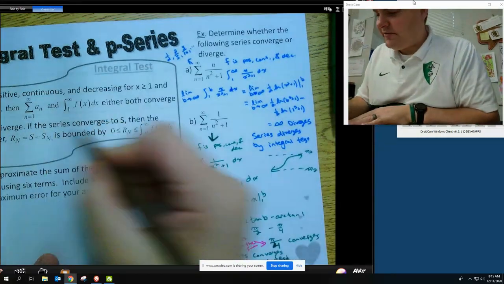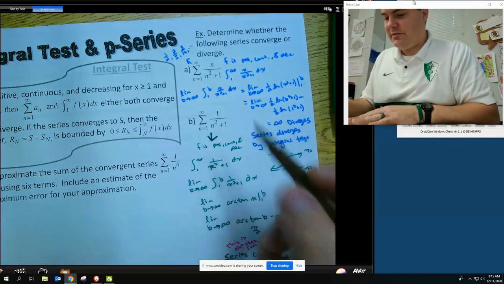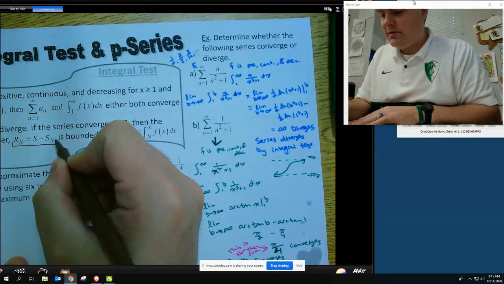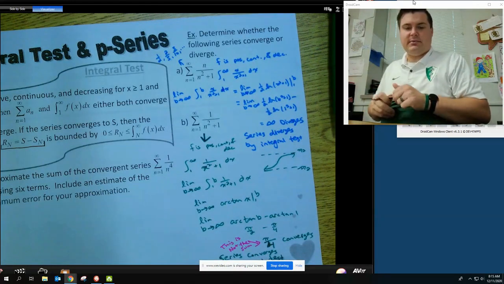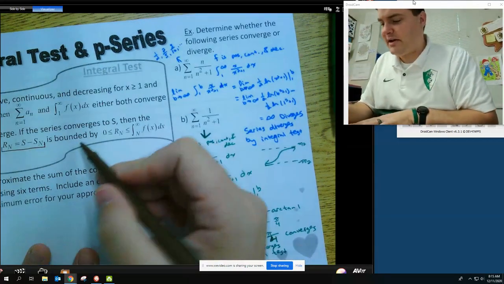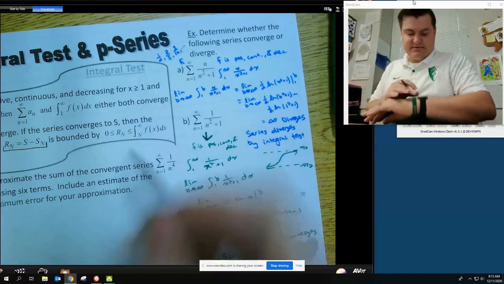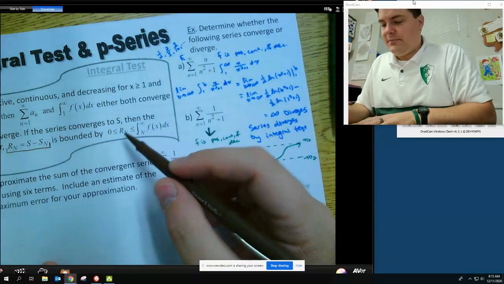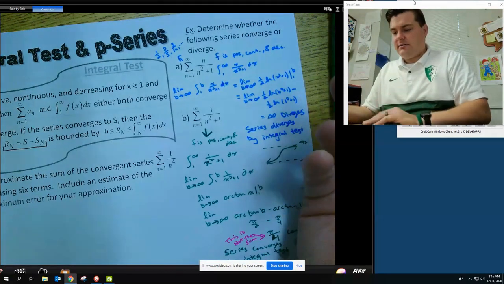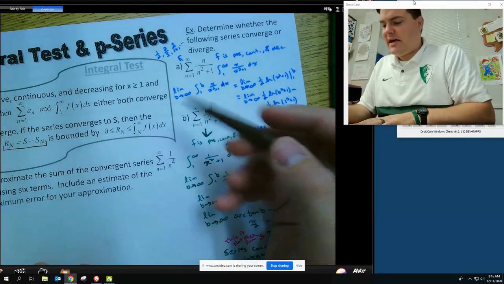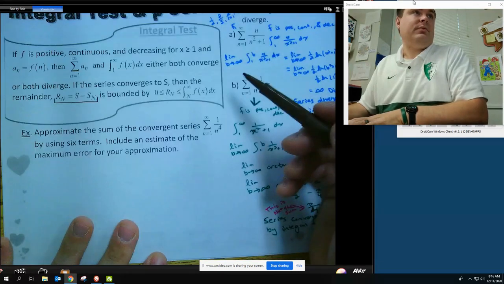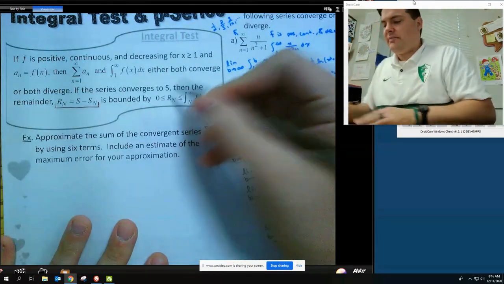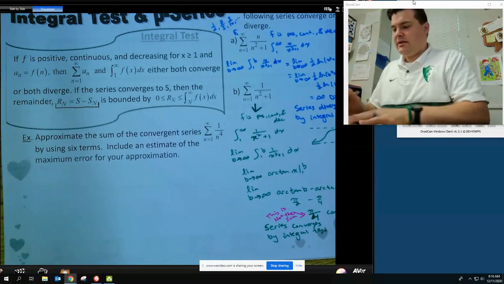If the series converges to S, then the remainder right here, which is the series minus the number of terms in the series, is bounded by 0 to whatever the integral happens to be. So here we're just talking about error. You can estimate what the sum is based on the remainder.